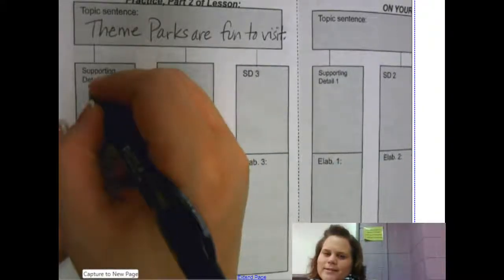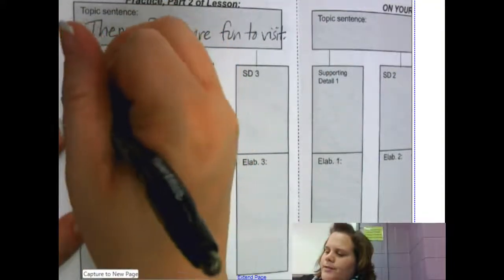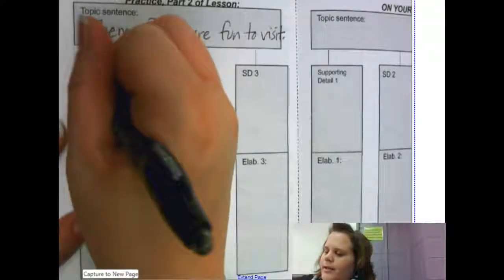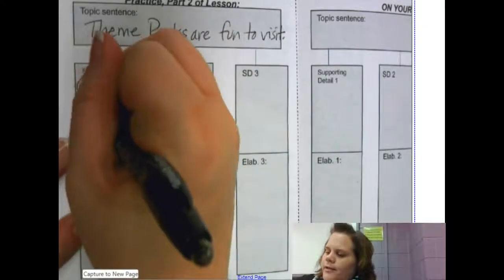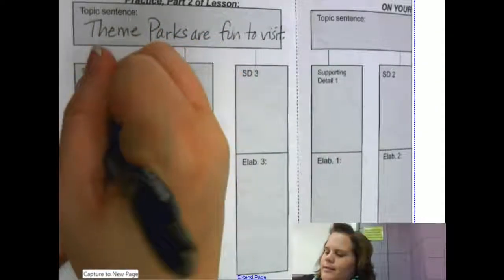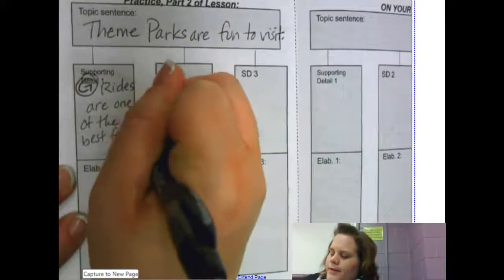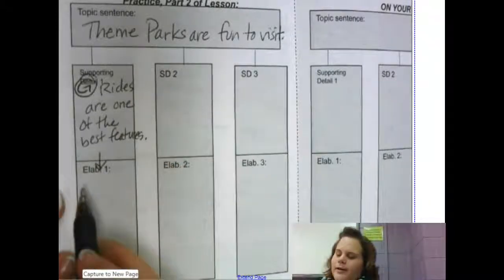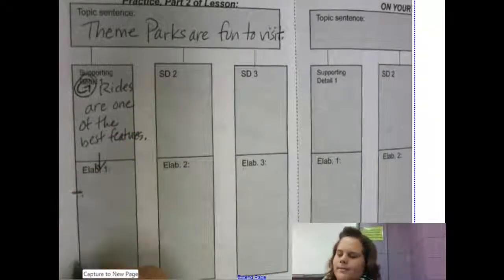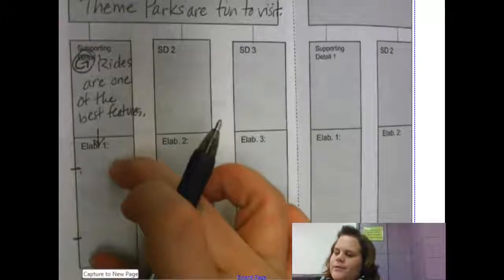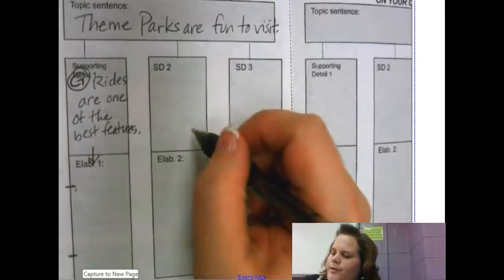I don't think we need to clarify what fun means, so we're just going to go in with an example. So a general example would be: the rides are one of the best features. Your job is to come up with a type of elaboration right here that would prove this, and it may be that you include two types, but you're proving this right here. So think about what else are at theme parks. Rides are one of the best features.